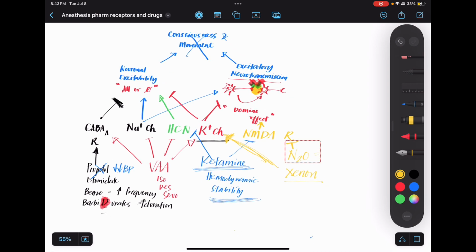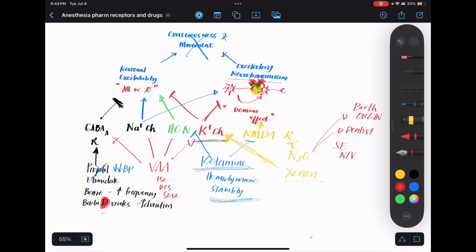N2O, which is nitrous oxide, we try not to give as much now because of the side effects. It causes nausea, vomiting, and many others. But we still see the use of it in giving birth for pregnant mothers, in OB/GYN, and also in the dentist's office. So there you go.